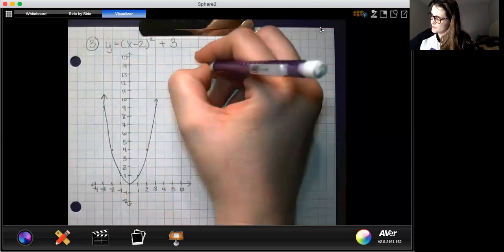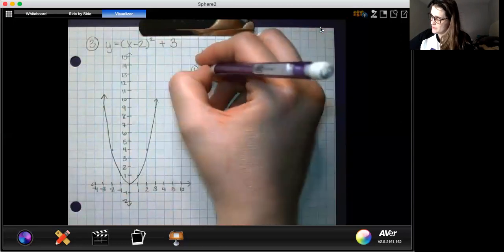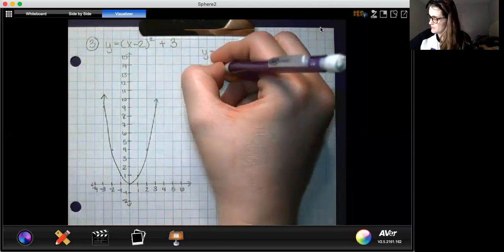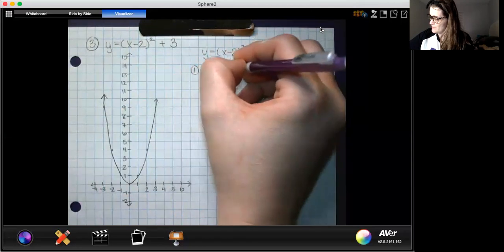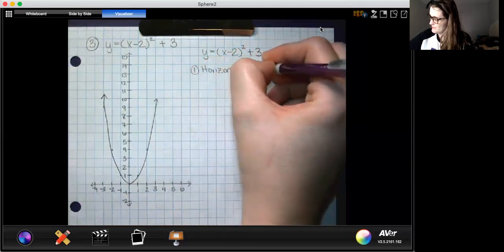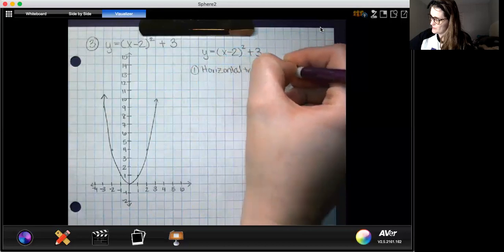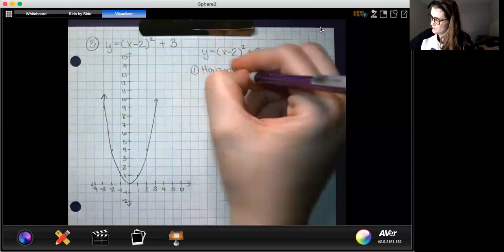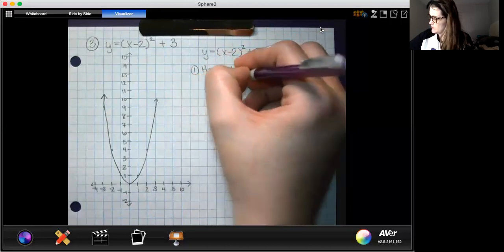So our first transformation is going to be a horizontal translation right 2 units.